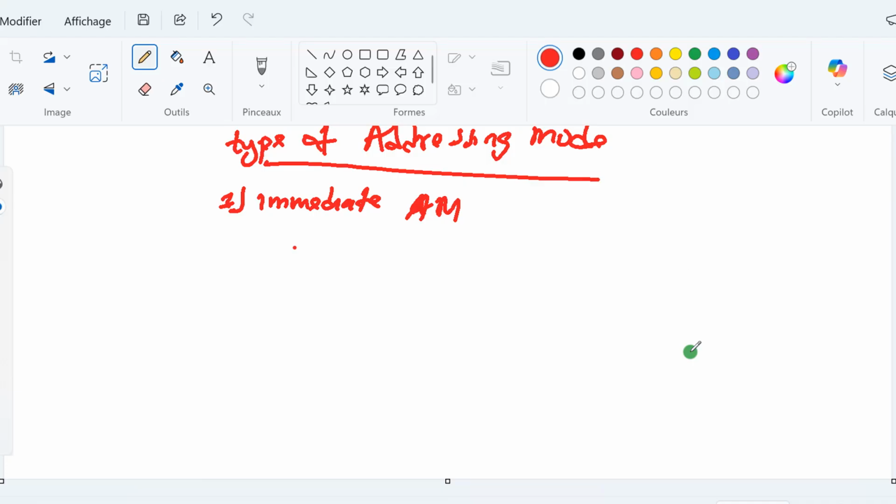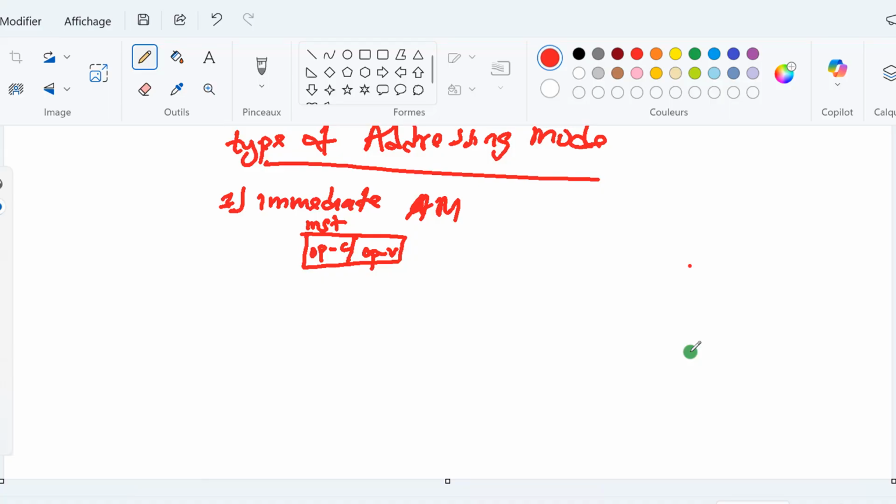So immediate addressing mode is a type of addressing mode where the operand value is stored directly in the instruction. Meaning that the operand value here is not stored in a particular memory. No, it is stored directly in the instruction. And this is how it works. This is my instruction here. Here this is my opcode, and here this is my operand value. So it is directly in the instruction.